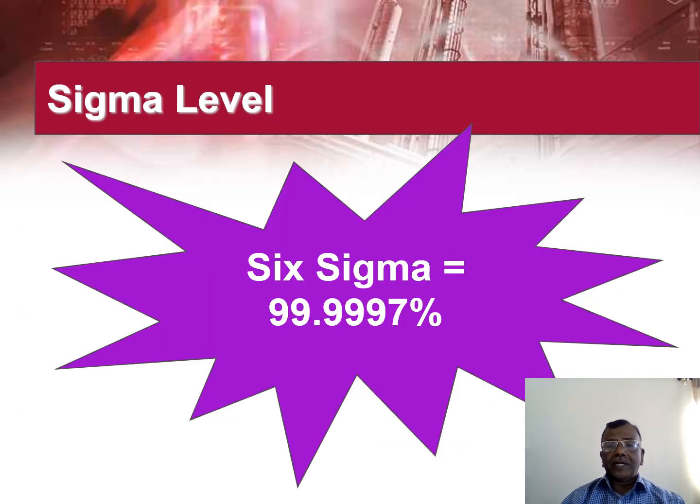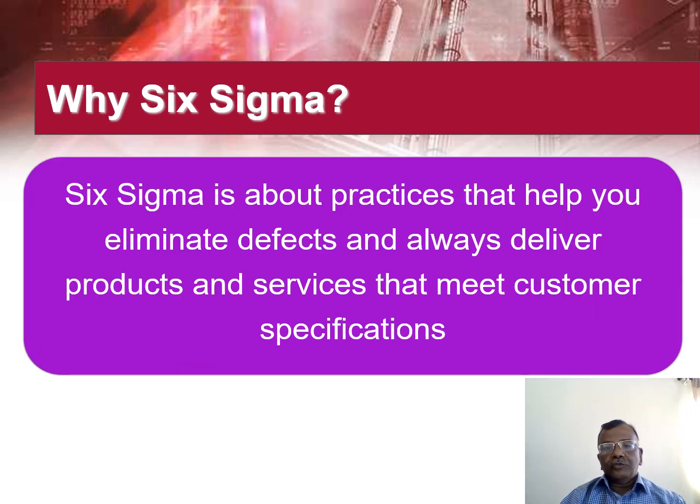Six Sigma is the 99.9997% level. Why not 100%? The question should arise in our mind. The reason is that any process is bound to have variations. It cannot be 100%. We cannot completely eliminate the variation in the process, but what we can do is try to reduce the variations in the process. So Six Sigma is about eliminating the defects and delivering the products and services to meet the end customer requirements or specifications.